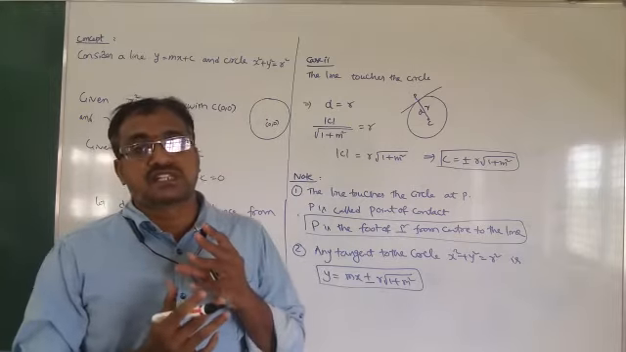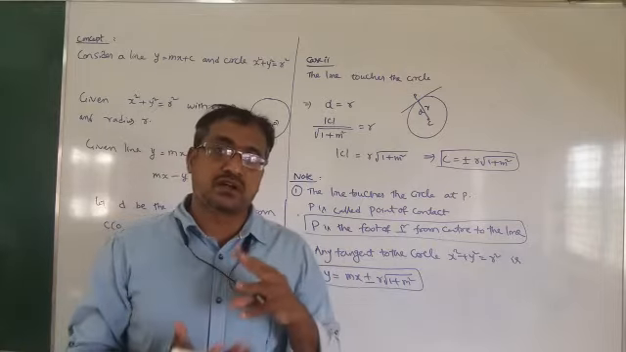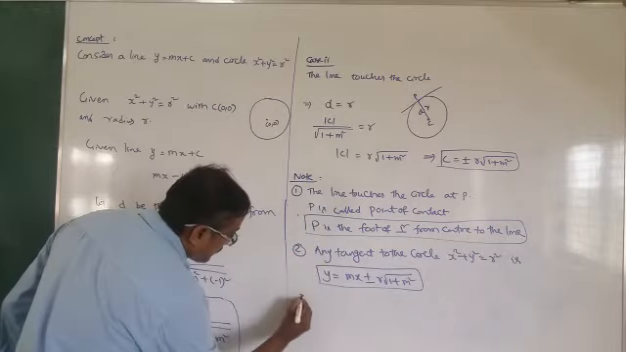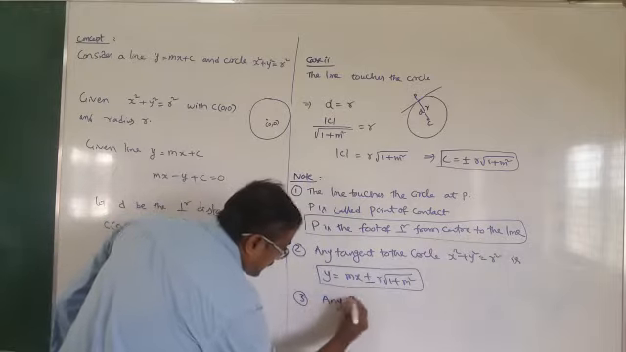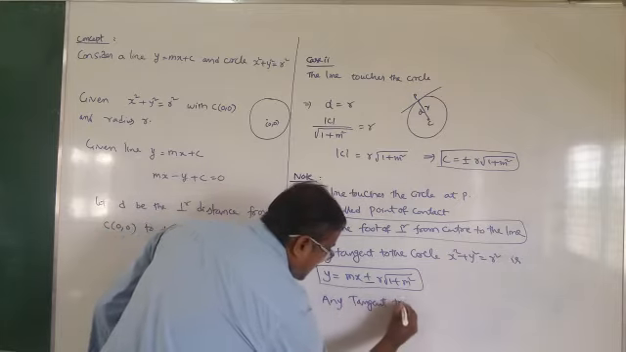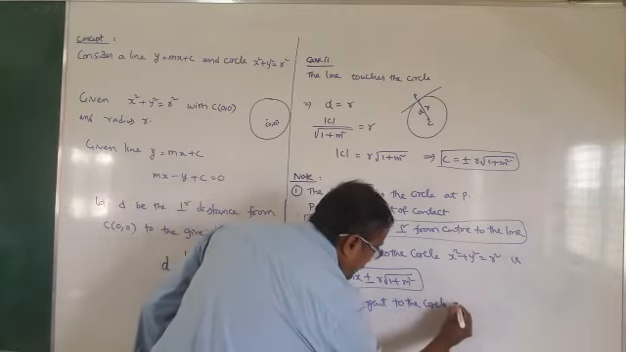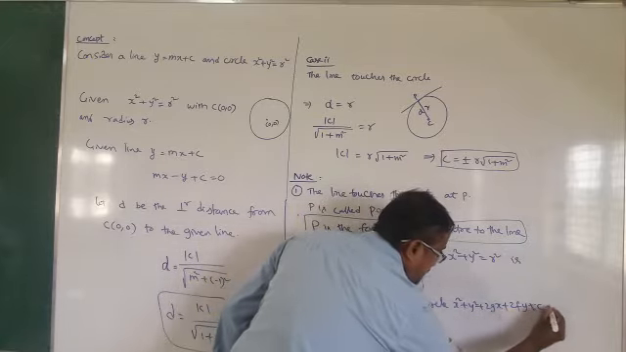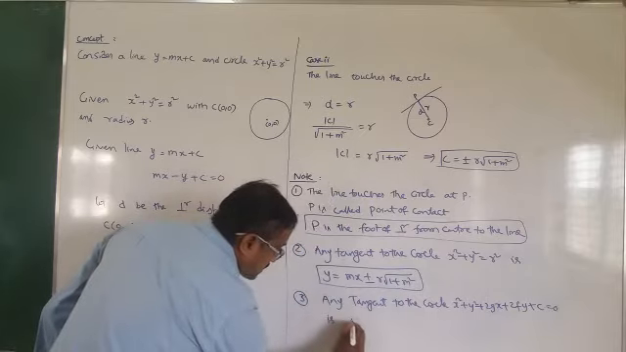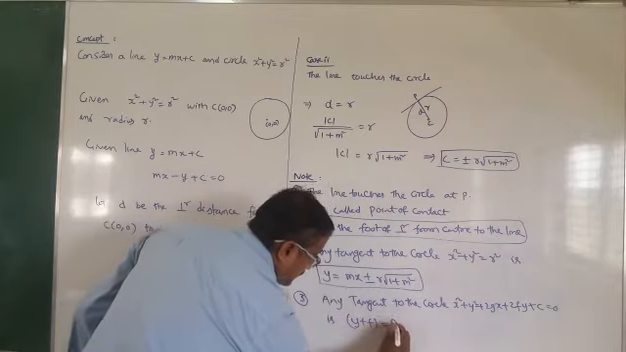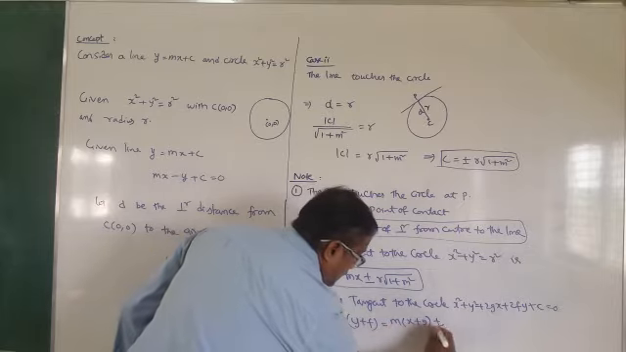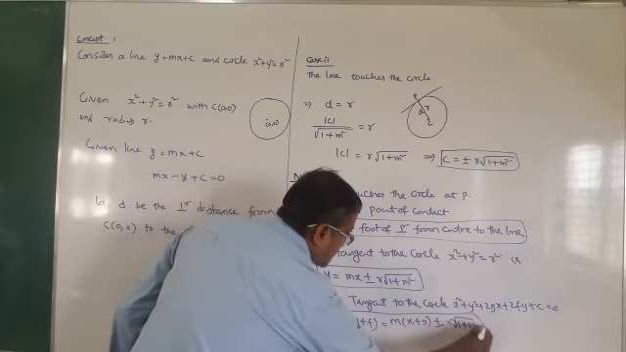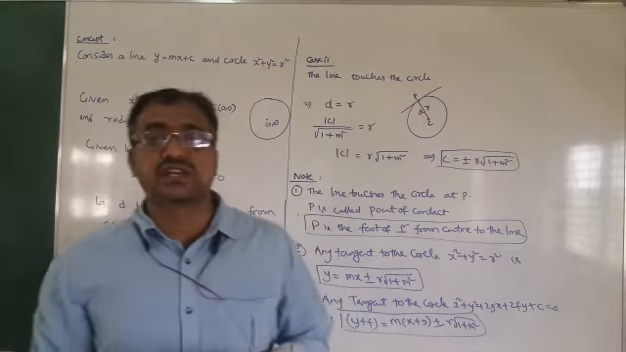Now if the circle is in the general form, then you have to shift this equation to minus g comma minus f. Now any tangent to the circle x square plus y square plus 2gx plus 2fy plus c equal to 0 is y plus f is equal to m into x plus g plus or minus r root 1 plus m square. So this is the tangent to the circle in the general form.